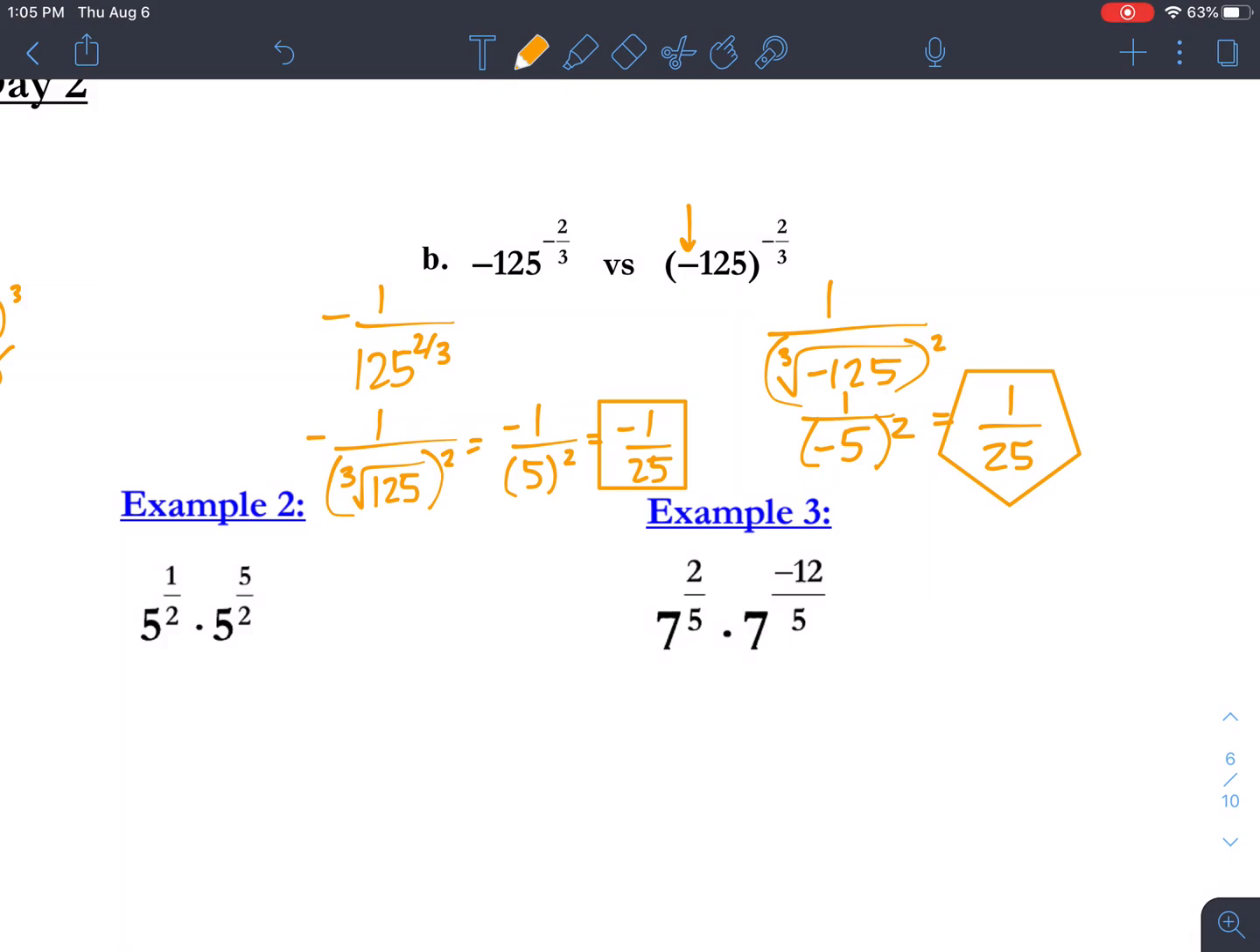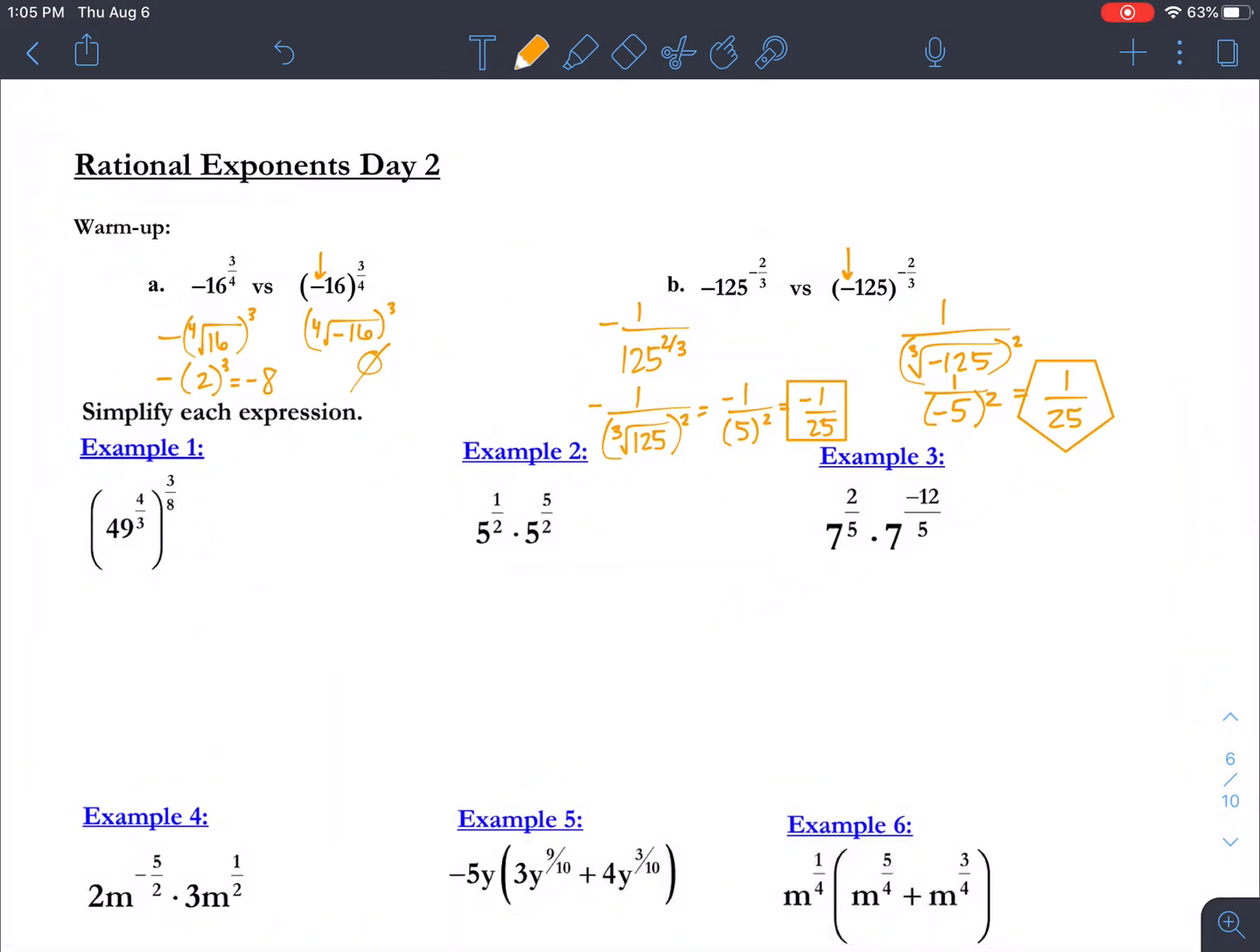All right, so there's your things that are slightly different. Again, just pay close attention to where the negative is. That's my main lesson on that. We're going to move on to some more exciting ones here.